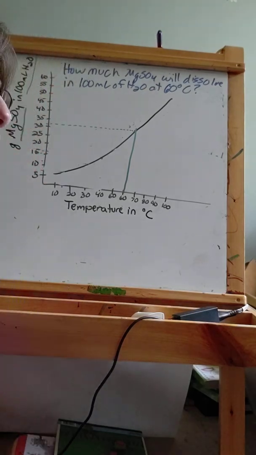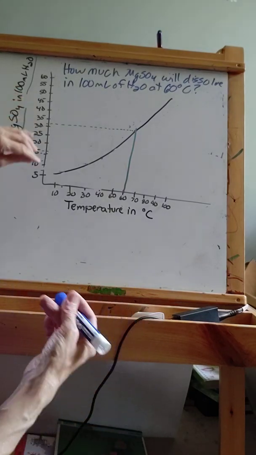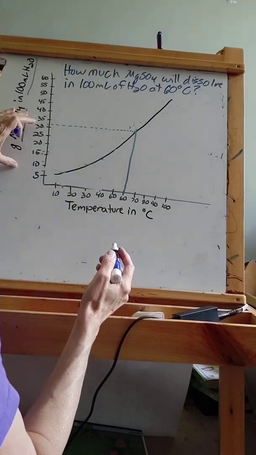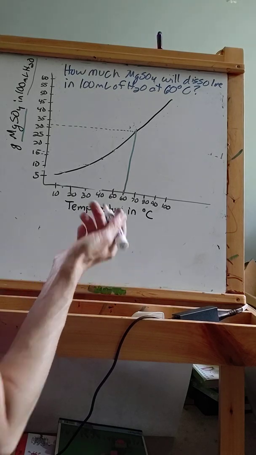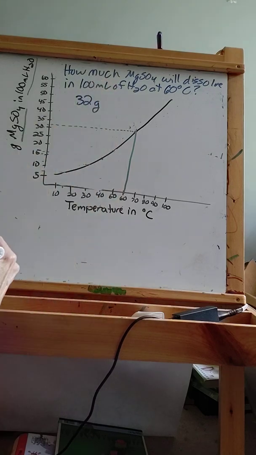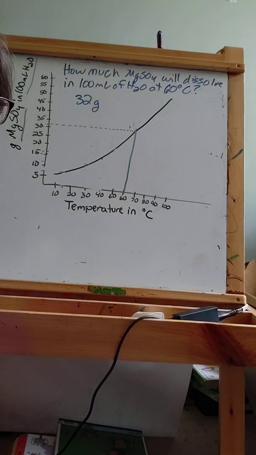Okay? I am completely fine with you guesstimating. As long as you give me a number that's between 30 and 35, I'm going to mark you correct. You're absolutely fine, all right? So in this particular case, I am going to say that looks like 32. If you think it looks like 33, you're fine. All right, so my answer would be 32 grams of magnesium sulfate will dissolve at 60 degrees Celsius.